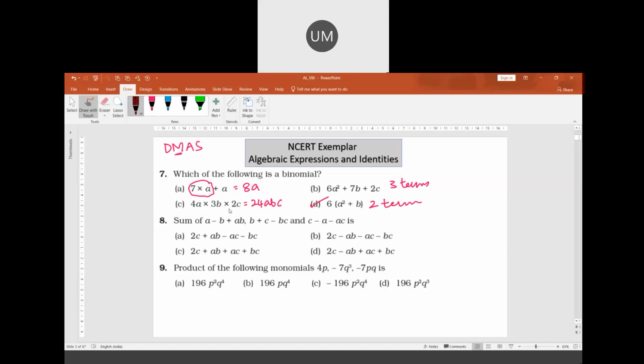Sum of A minus B plus C. Question 8. We need to find the sum of these. Observe properly. Here there is minus A. On addition, the A term will get cancelled. B is negative here, it's positive there, that also gets cancelled. C is positive, this is again positive, so 2C will be there. Plus AB should be there.